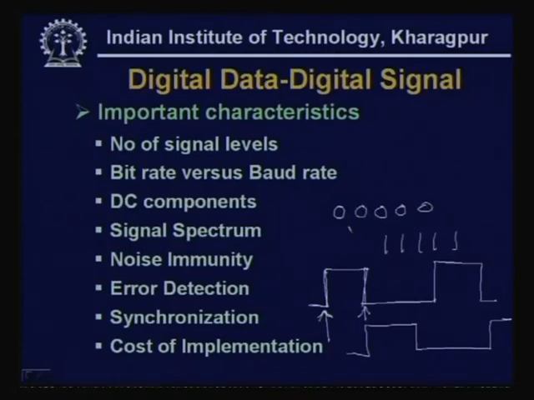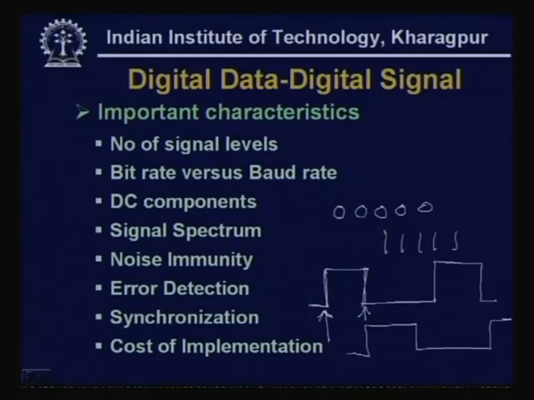If the encoded signal does not have enough transitions, then the phase lock loop will not be able to regenerate the clock. So, it is necessary to have enough transitions in the signal for the purpose of synchronization. So, while doing encoding, we have to take into consideration this synchronization aspect. Finally, we have to see the cost of implementation, because ultimately you have to encode the signal with minimum cost. So, these are the important characteristics you have to look into for encoding.